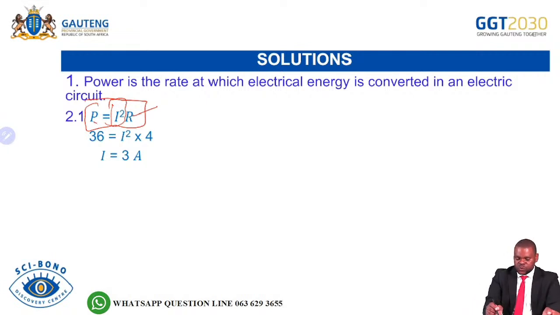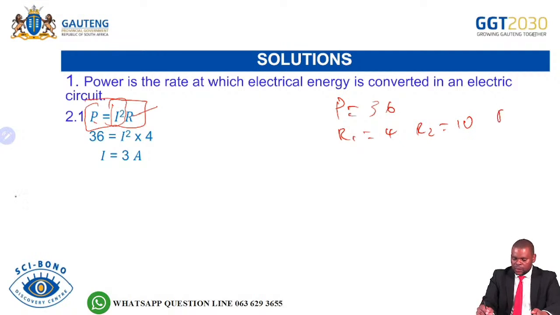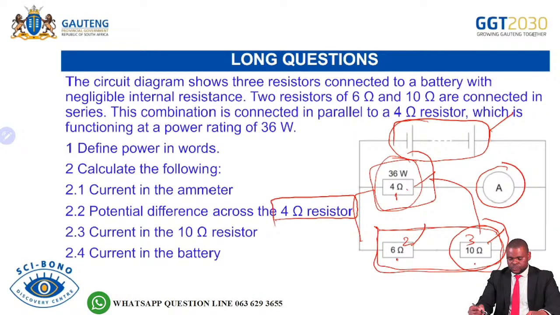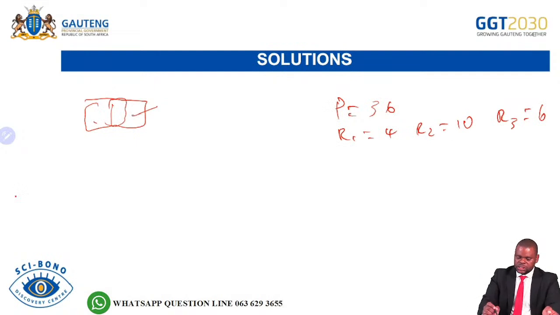Then we write down the given data. The given data is what? Power is equal to 36. Then resistance, R1 is equal to 4. R2 is equal to 10. And what? R3 is equal to 6 ohms. Are we together? Those are what we are given. Yes, 4, 6, 10. That is what we are given.